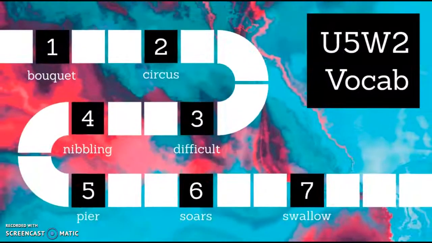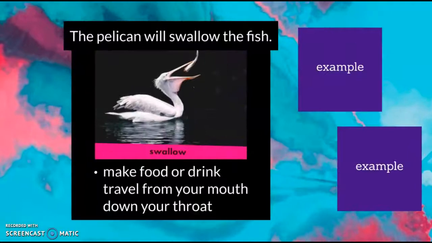Okay, and our very last one, we should be on number 7. Remember, you can always go back if you missed one. Number 7 is swallow. The pelican will swallow the fish. Let's say that word together. Swallow. Swallow is to make food or drink travel from your mouth down to your throat. That is swallow. Okay, so writing down our vocab word, our last one for this section, and the definition.